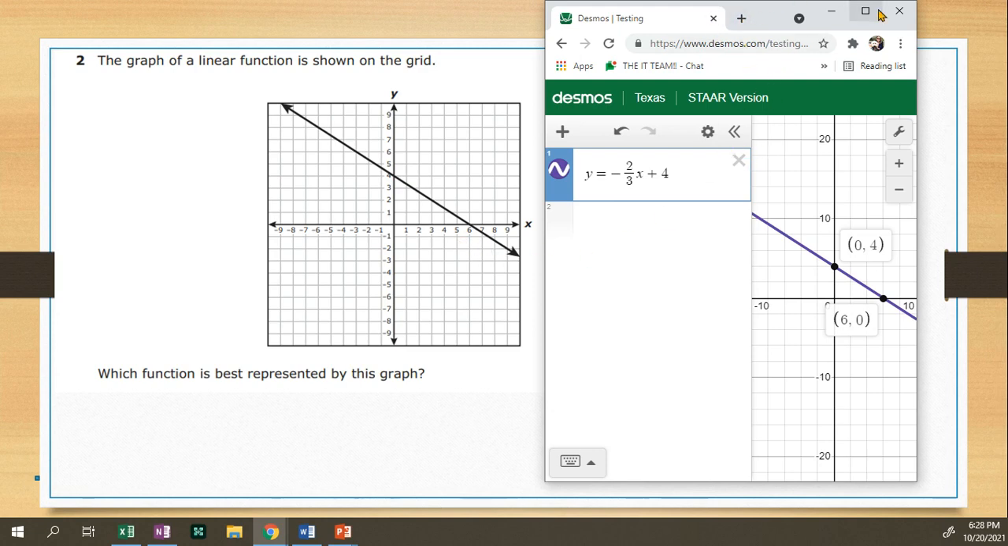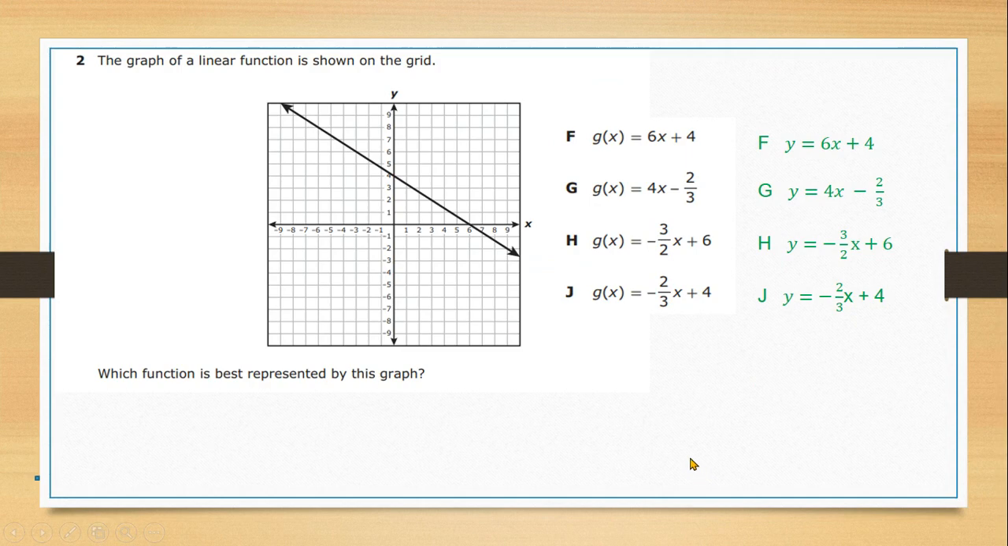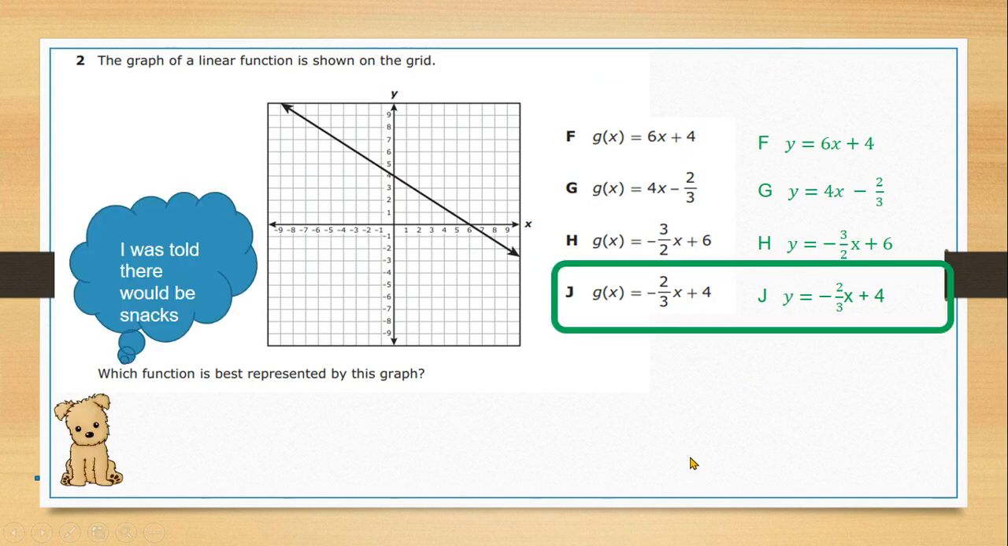Great. So what I'm going to do is hide this now. And there it is. Answer J is the correct answer to this question.